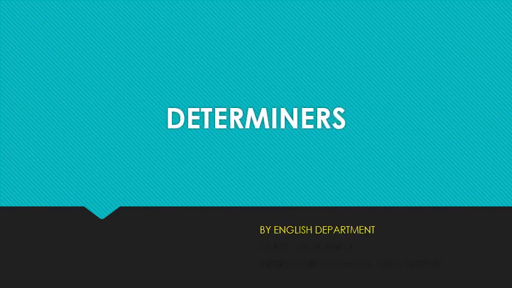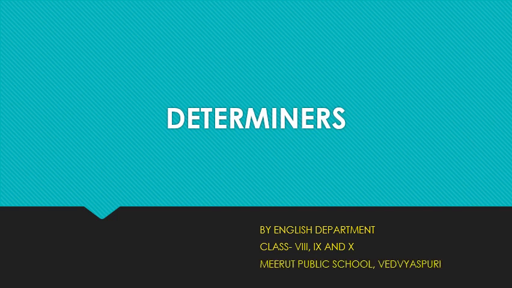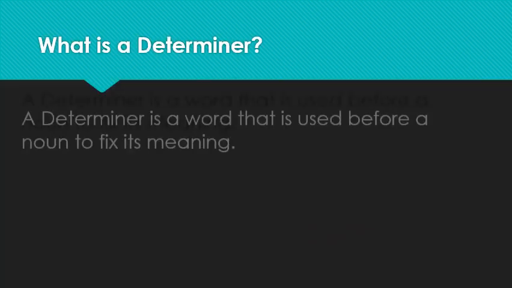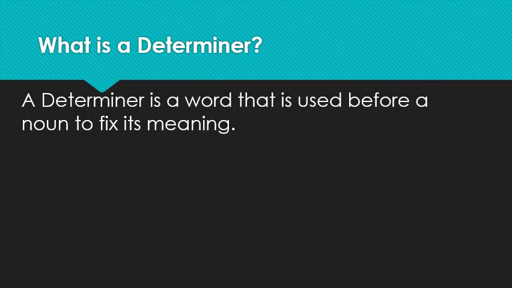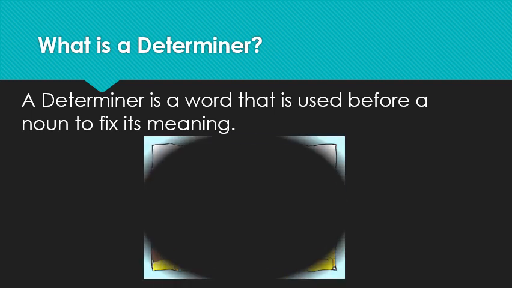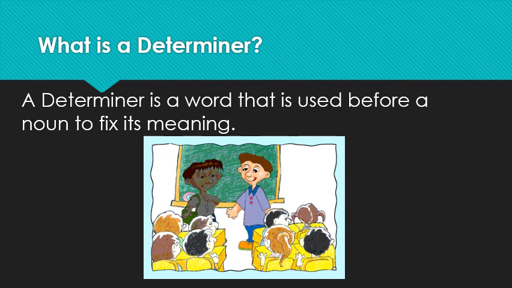This is your English teacher, and today we are going to talk about what is a determiner. A determiner is a word that is used before a noun to fix its meaning. I've been telling this before also. A determiner is a word that specifies the noun. It fixes the meaning of the noun, and it is always used before a noun.